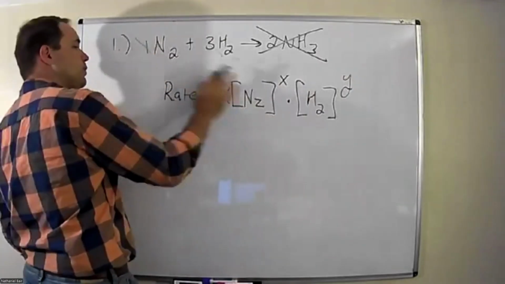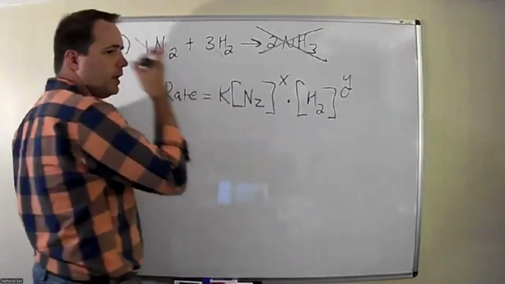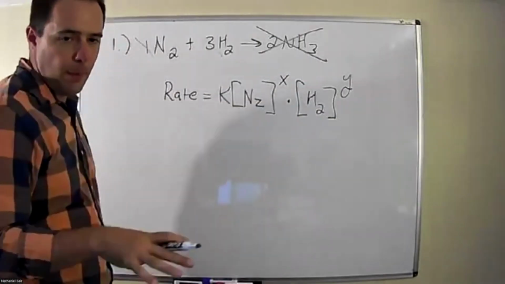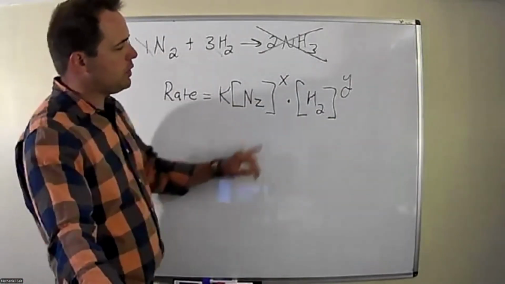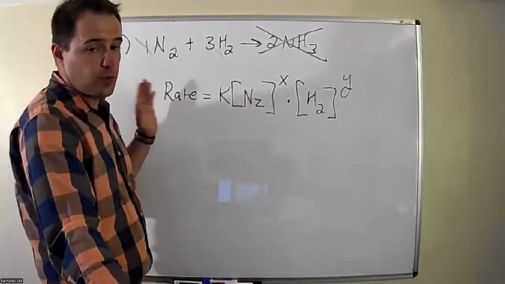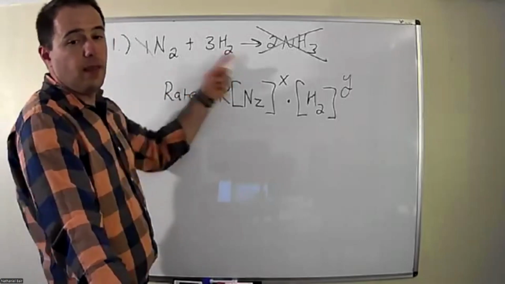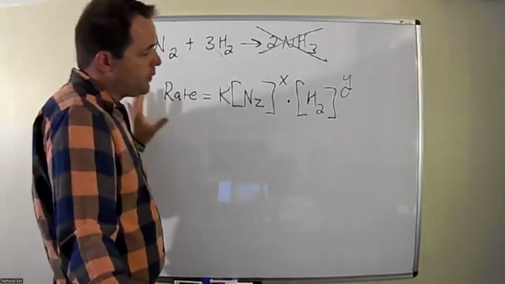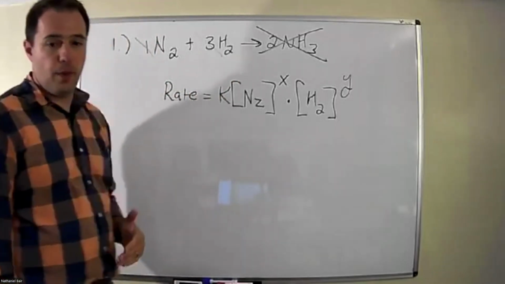Notice that the coefficients did not matter, right? I didn't care that there was a 1. I don't care that there's a 3. The coefficients don't matter here. When we're writing rate law expressions, these orders have to be found experimentally. You cannot use the coefficients. Now, once I know the rate, then I can compare the rates. But in terms of the rate law, the coefficients are not going to matter.